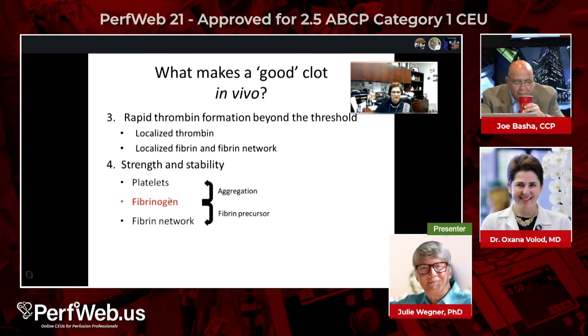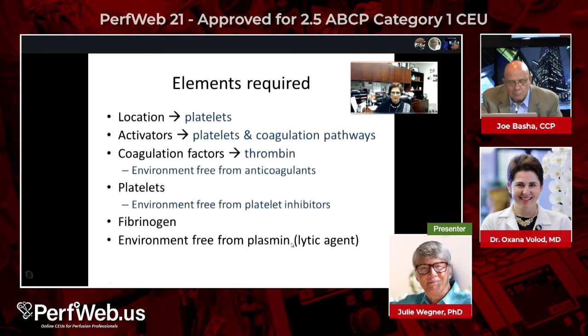And as you see, fibrinogen is absolutely required for both of those. Fibrinogen is required for platelet aggregation, and it's also required as the fibrin precursor so that you get fibrin network formation. And once those things are in place, the clot will stay in place and then allow for wound healing to occur along the vascular wall. So that's what it takes to make a good clot in vivo.